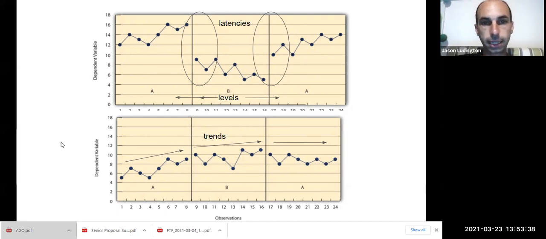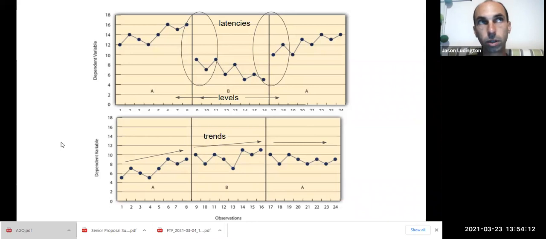Then we can see that the trend, if anything, is continuing upward but slowing down during the treatment condition. And then, level A, when we go back to baseline or no treatment condition, let's say that A is no treatment, then we see that the trend has leveled out. There's no trend. Or if anything, maybe there's a slightly downward trend there.